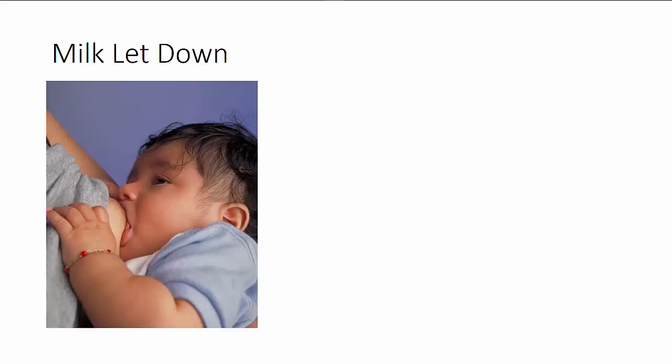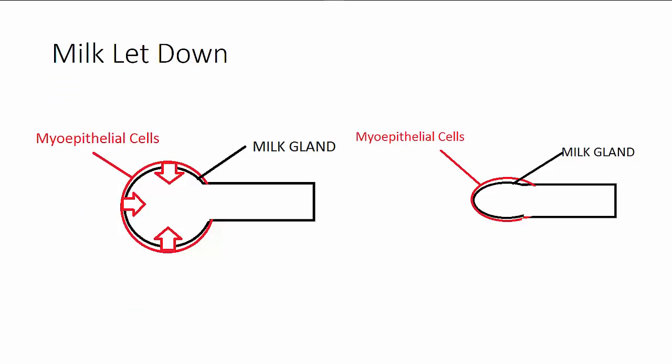Now, keep in mind, oxytocin does not stimulate the production of milk. That's prolactin. Oxytocin stimulates something called milk letdown. So what is milk letdown? Well, let's look at this next slide.